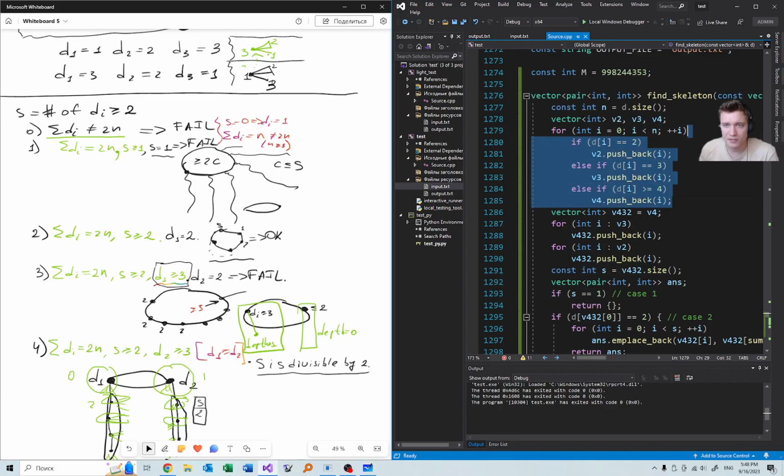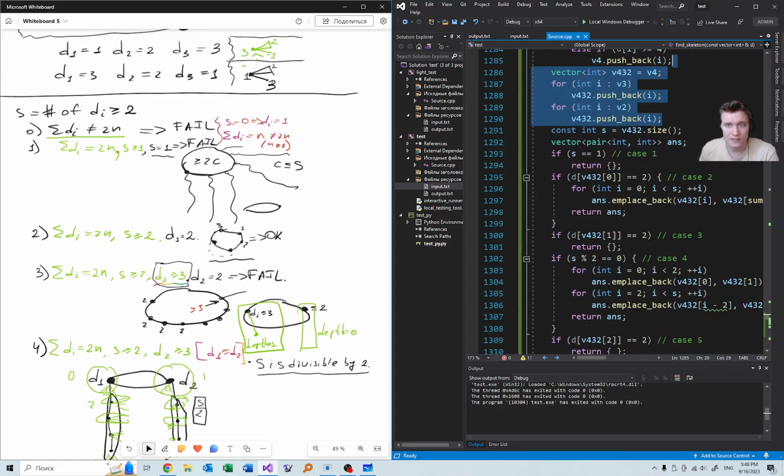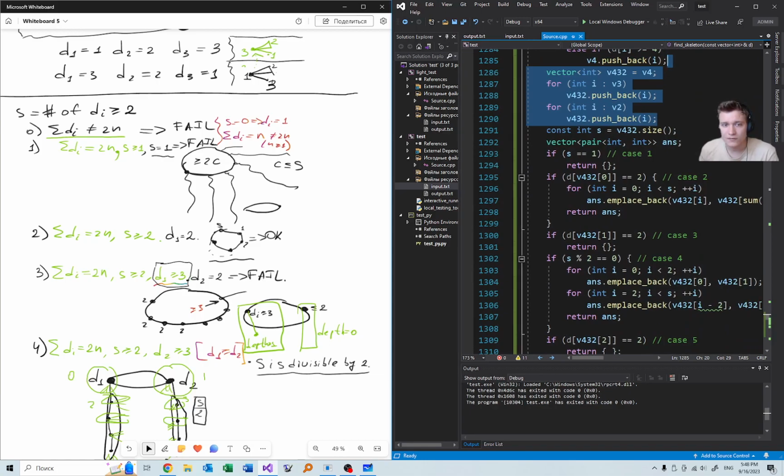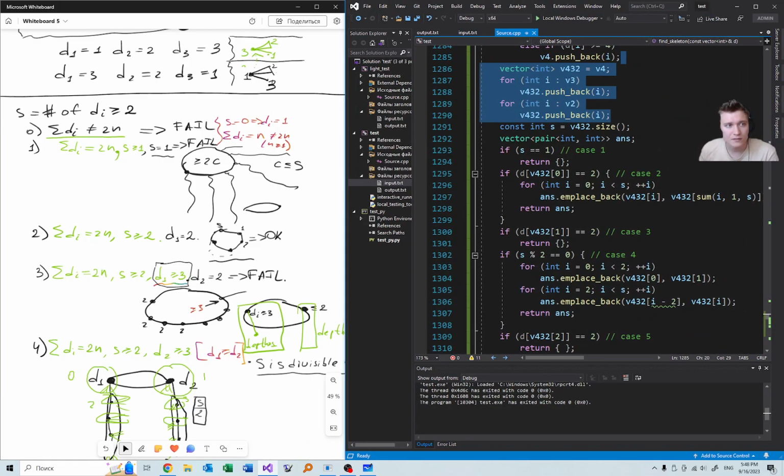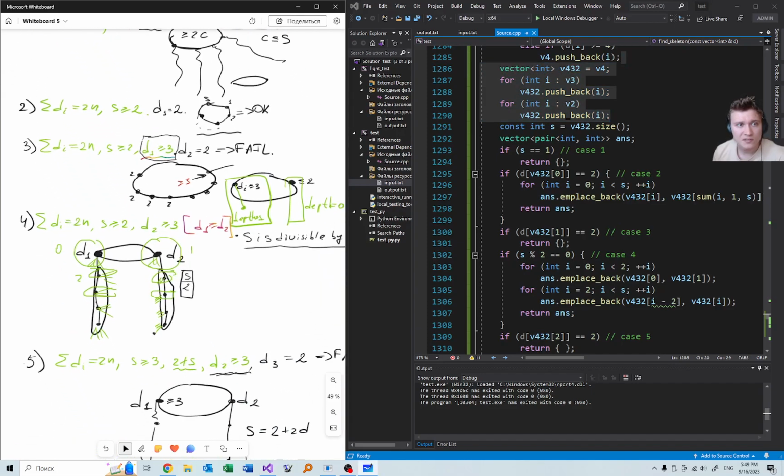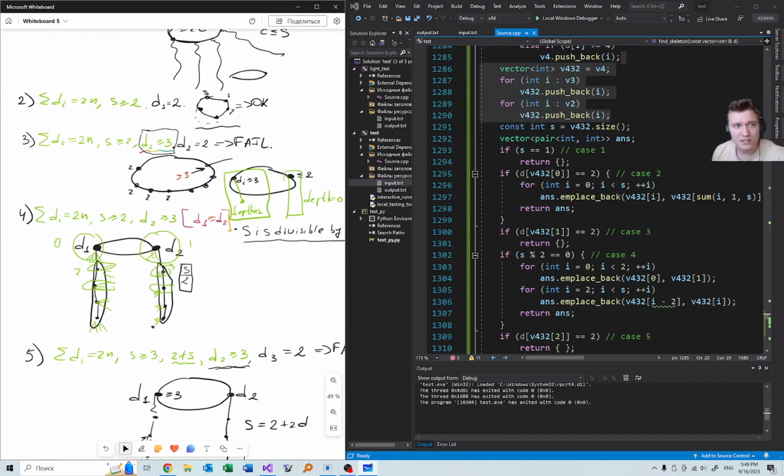So first of all, we do this, and this is fine. This is totally fine. After that, we do this, which is also fine. Now goes the difficult part. Case consideration. So if s equals 1, then the cycles are impossible. We return nothing. Then we consider the case that d1 is 2.